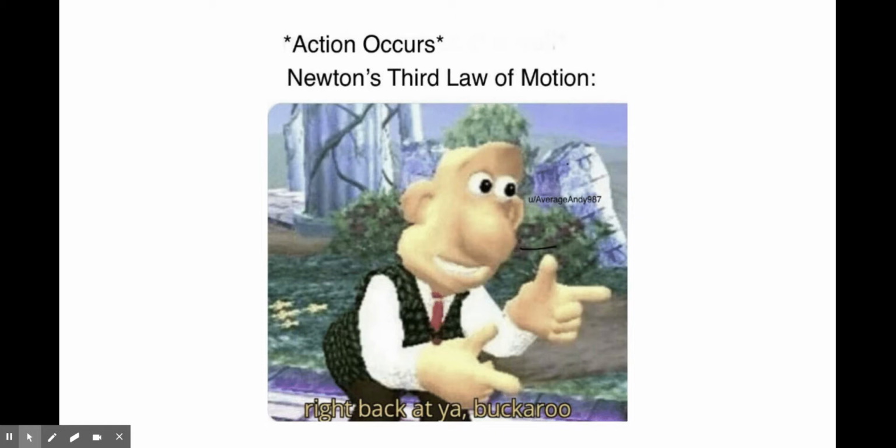And that's it. That's Newton's third law of motion. Just remember, equal in size, opposite in direction, action-reaction force pairs.